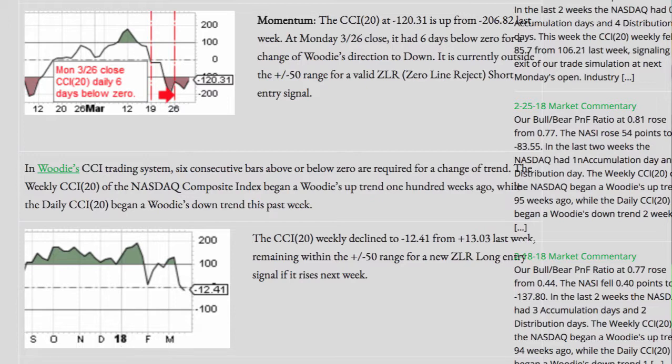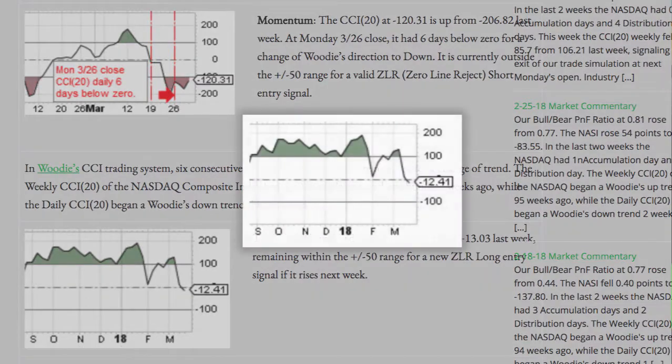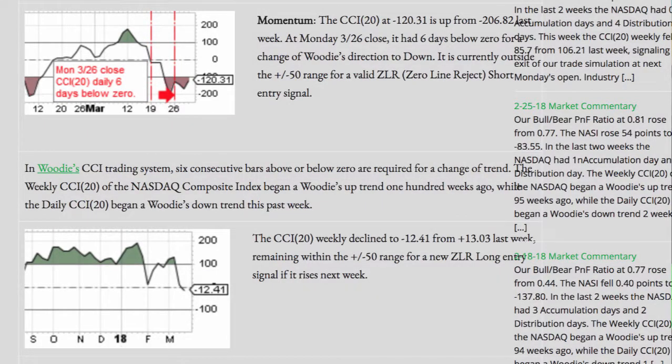The weekly CCI 20 of the Nasdaq Composite Index began a Woody's uptrend 100 weeks ago, while the daily CCI 20 began a Woody's downtrend this past week. The CCI 20 weekly declined to a negative 12.41 from a positive 13.03 last week, remaining within the plus or minus 50 range for a new zero-line reject long entry signal if the CCI 20 rises next week.